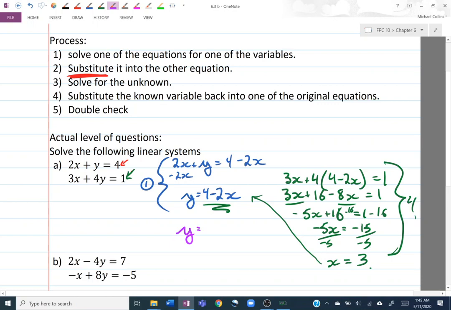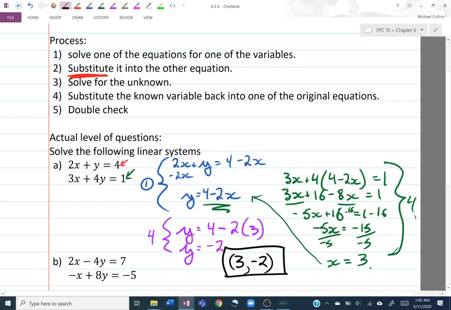y is equal to 4 minus 2 times 3. If I plug that into a calculator or do it in my head, 2 times 3 is 6, and 4 minus 6 is negative 2. This would be step 4. I now have my final solution: my x value of 3, my y value of negative 2, in brackets, final solution.